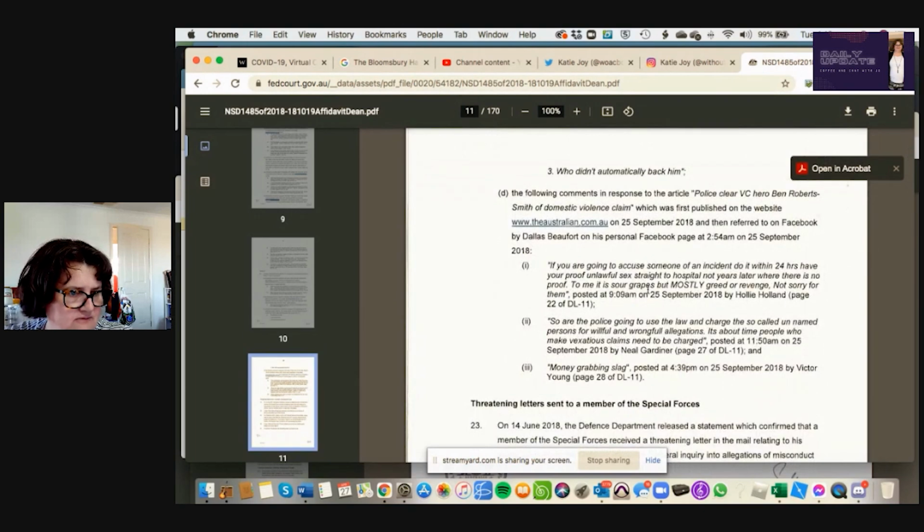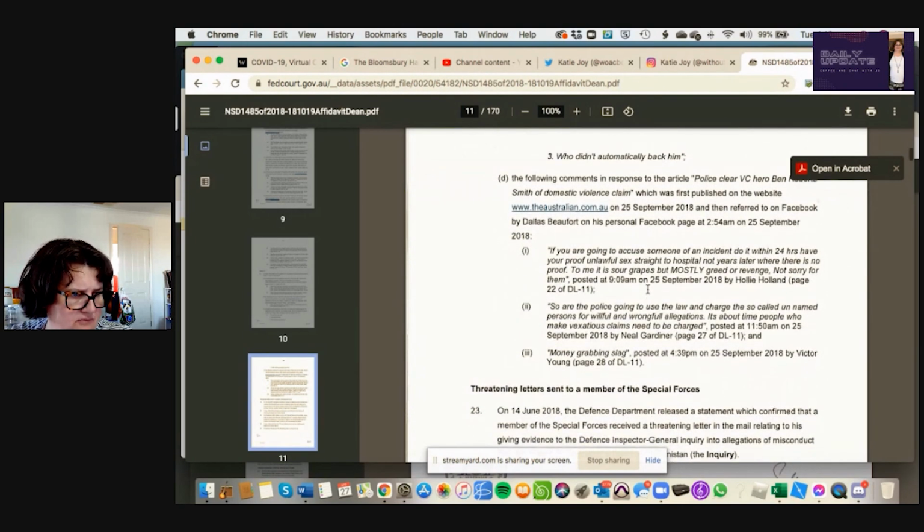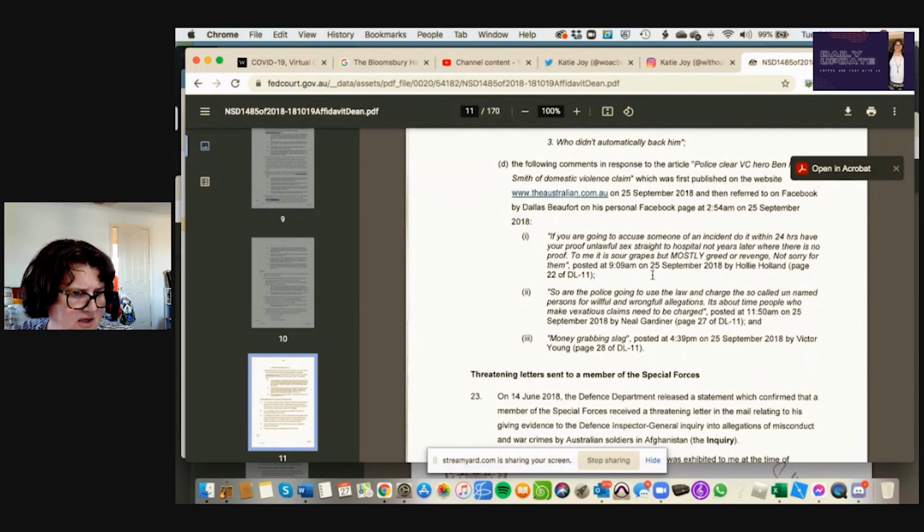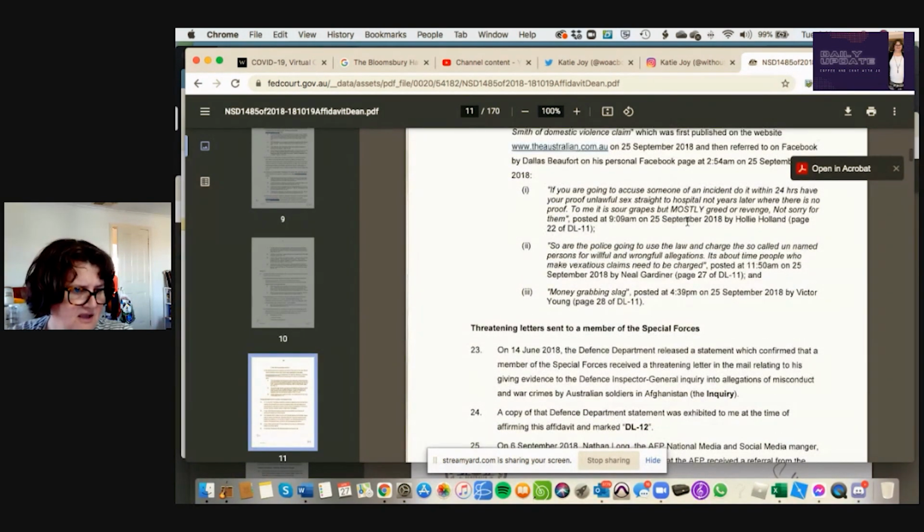The following comments in response to the article, "Police clear VC Ben Robert Smith of domestic violence claim," which was first published on the website The Australian on the 25th of September 2018, and then referred to on Facebook by Dallas Beaufort on his personal Facebook page at 2:54 a.m. on the 25th of September 2018.